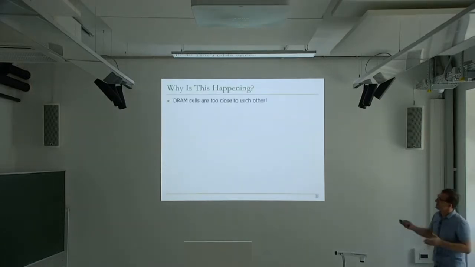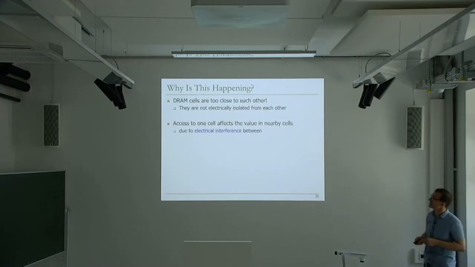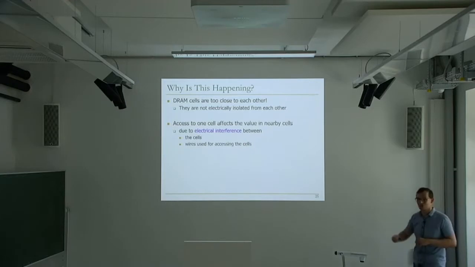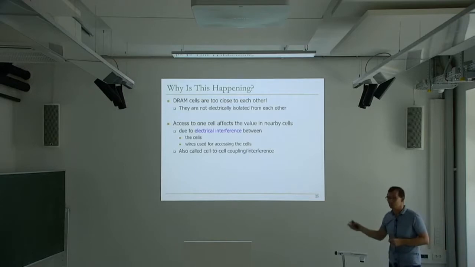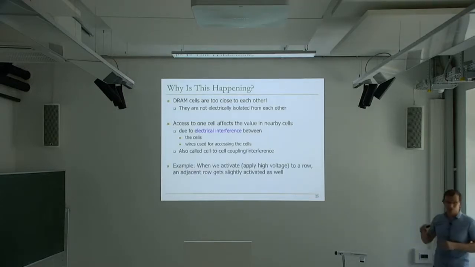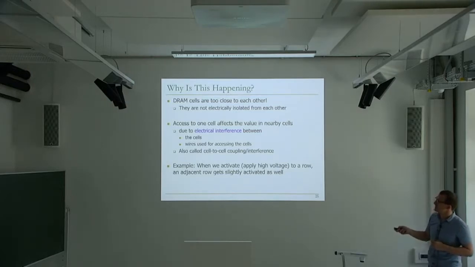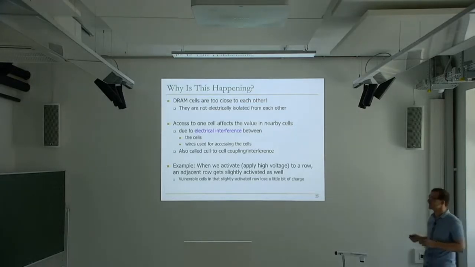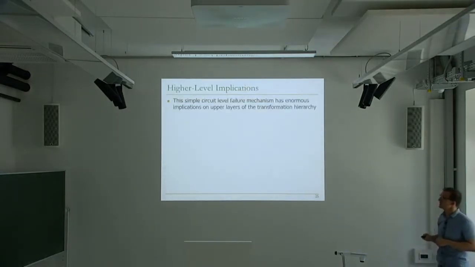OK, so why is this happening? I already said that DRAM cells are too close to each other. They're not electrically isolated enough from each other. Access to one cell affects the value in nearby cells due to the electrical interference between the cells and the wires used for accessing the cells. We're going to see this interference even more in refresh later on. This is also called cell-to-cell coupling or cell-to-cell interference. One example mechanism is when we activate or apply high voltage to a row, an adjacent row gets slightly activated as well. As a result, vulnerable cells in that slightly activated row lose a little bit of charge. If RowHammer happens enough times, charge in such cells gets drained, basically.